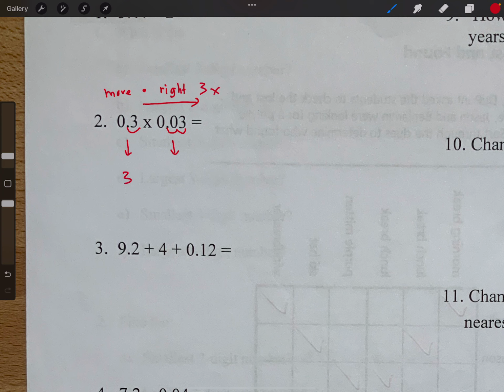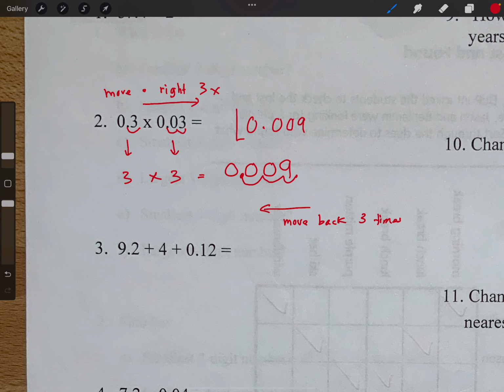Now we've got 3 times 3. So the whole number is 3 times 3. That gives me 9. The decimal place is after the 9. Now we have to move the decimal back 3 times. So we're going to jump 1, 2, 3, but we don't know where it lands. So let's rewrite this. Let's put that 9 back there, and put a couple of zeros to see where it lands. So 1, 2, 3. It lands right there. So that means the answer is 0.009, and that's the answer.